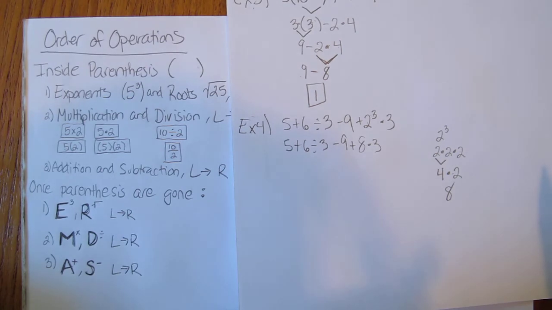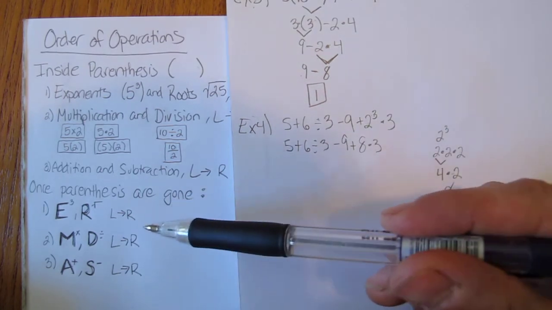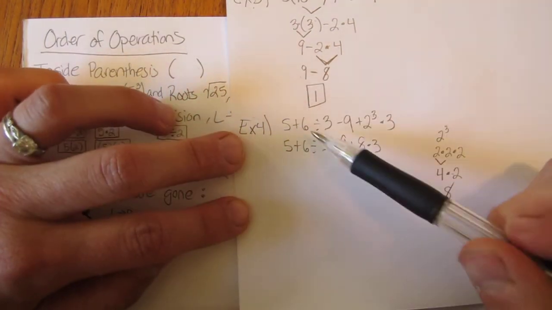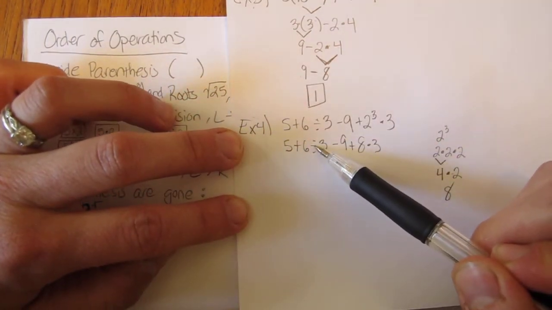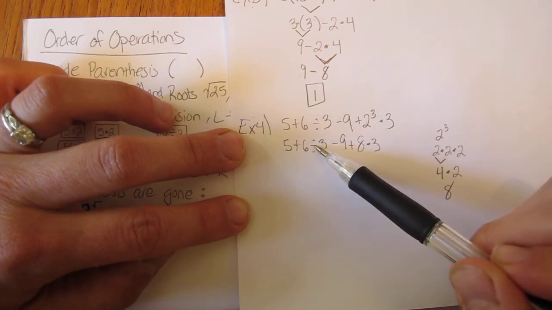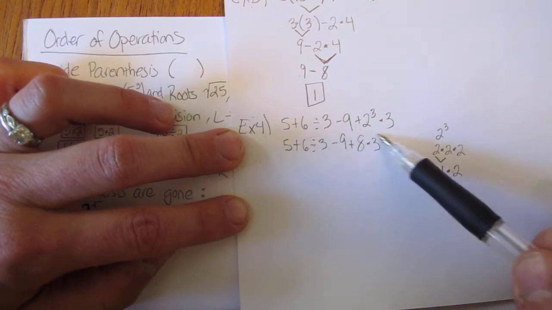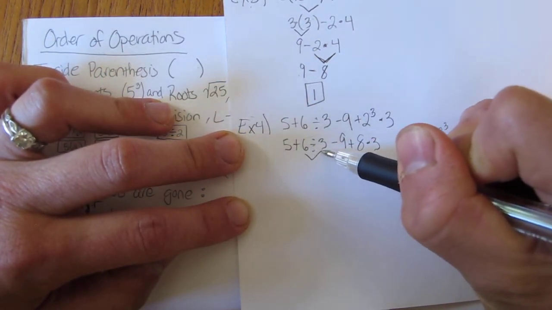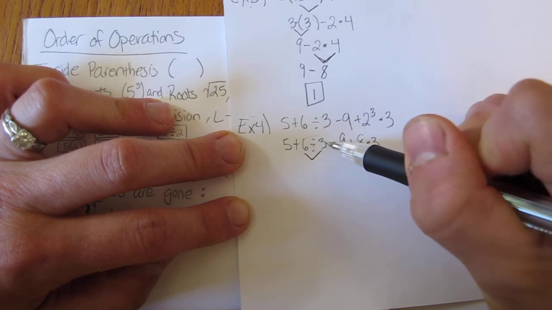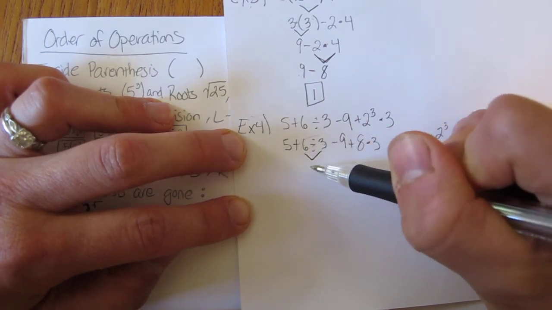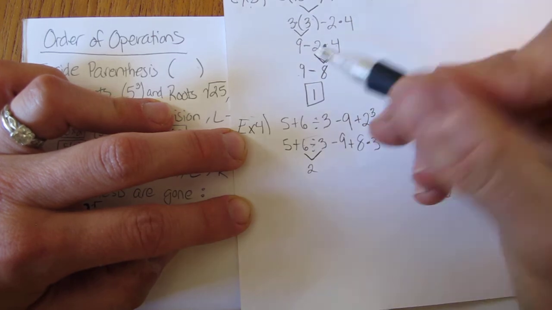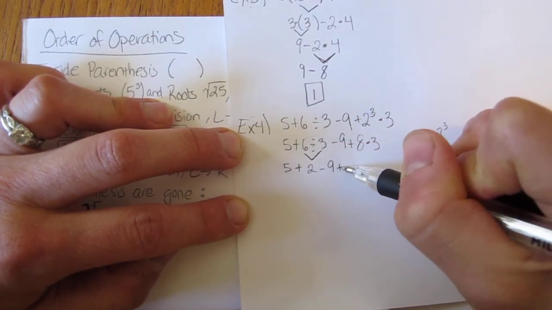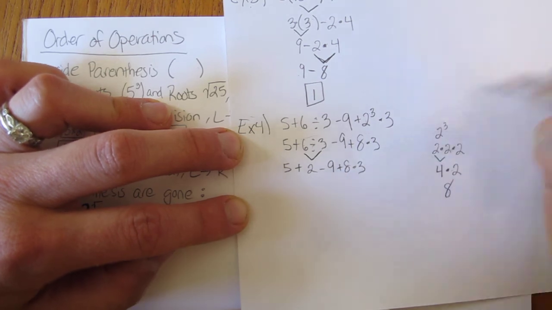And I don't see any more exponents, and I don't see any more roots, so it's time to move on to multiplication and division from left to right. So the first thing I come to is this division. There is multiplication, but in this case, division is going to come first because as I move from left to right, I get to the division first. So I'm going to make my little V to show that I'm going to use up the 6 divided by 3. And 6 divided by 3 is 2. And then I'm going to bring everything else down. So I'm going to bring down the 5 and the plus, minus 9 plus 8 times 3.